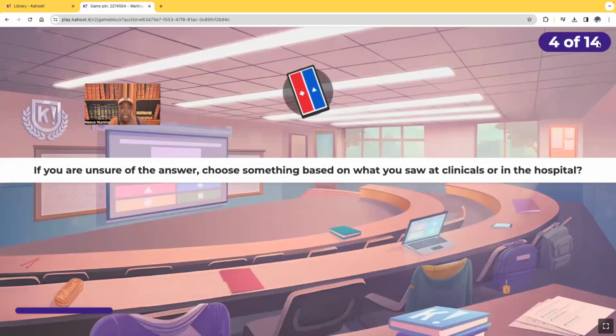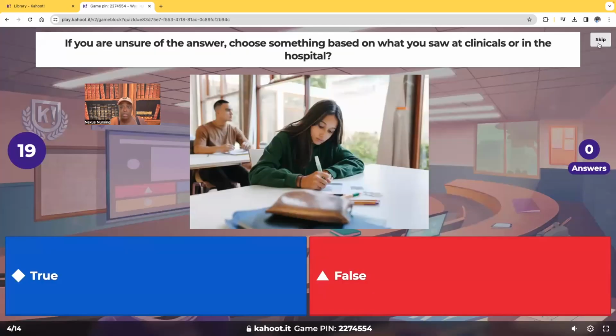True or false? If you're unsure of an answer, choose something based on what you saw at clinicals or something you saw in the hospital. So if you look at a question and you have absolutely no idea what the answer is supposed to be, you're looking at your choices and you don't know, and you see something that you saw happen in the hospital or at clinicals or at work, choose that. Is that true or false?